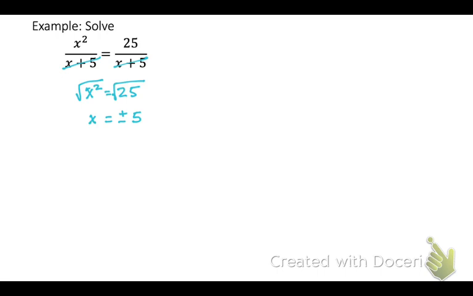But wait a second. When we have a fraction, should we think about what it can't be? We have a problem when the denominator is what? 0. Would one of our solutions, positive or negative 5, make our denominator 0? Yes, the negative 5, right? It's an answer. Is it a good answer? No.